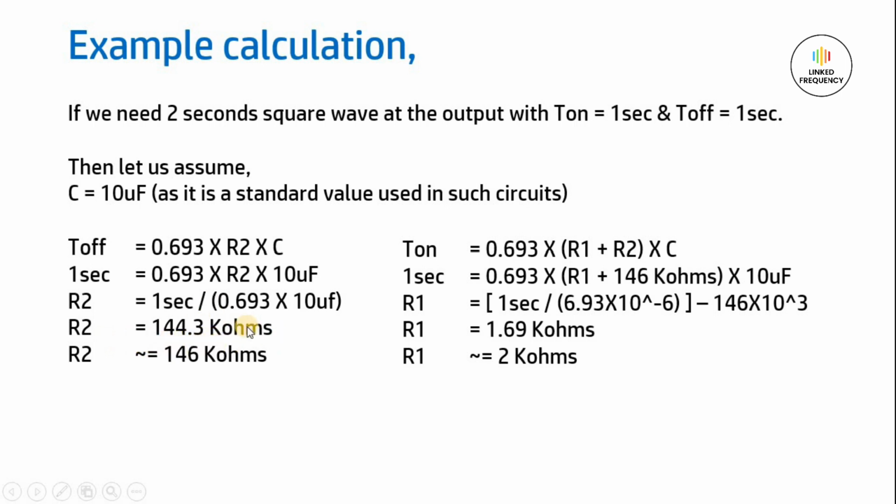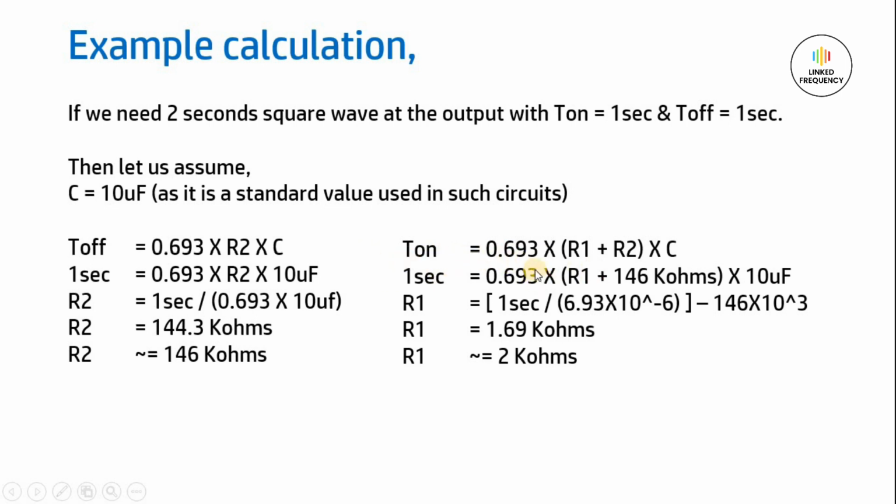It's a simple calculation, nothing complicated. However, in the market, a 144.3 kilo ohm resistor is not available. That's why I'm going to use a 146 kilo ohm standard resistor for this particular application, or for this particular resistance, R2. Using this R2 value and the available capacitance value and the T on and T off values, we are going to compute the T on now, so the R1 value, by using the T on formula.